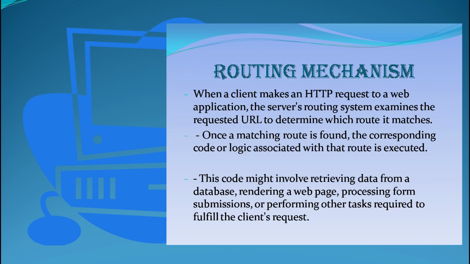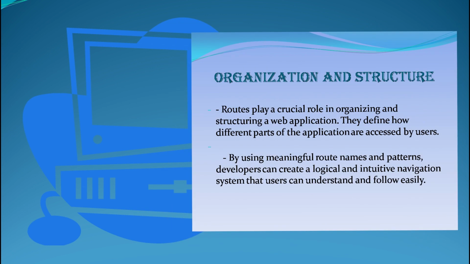Routing mechanism. When a client makes an HTTP request to a web application, the server's routing system examines the requested URL to determine which route it matches. Once a matching route is found, the corresponding code or logic associated with that route is executed. This code might involve retrieving data from a database, rendering a web page, processing form submissions, or performing other tasks required to fulfill the client's request.